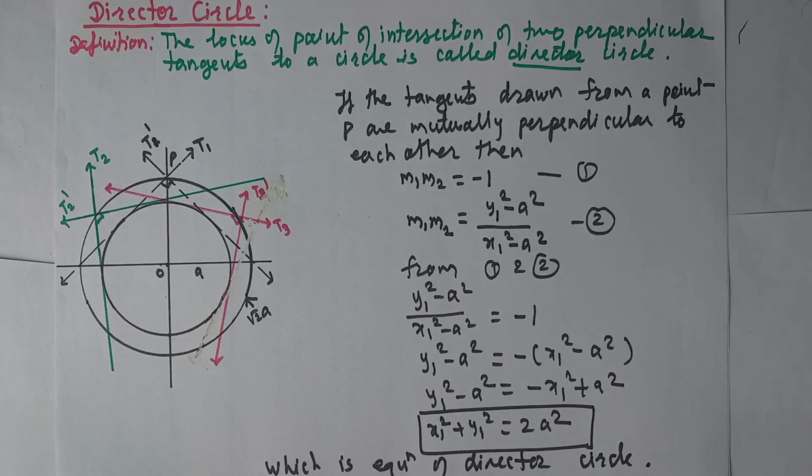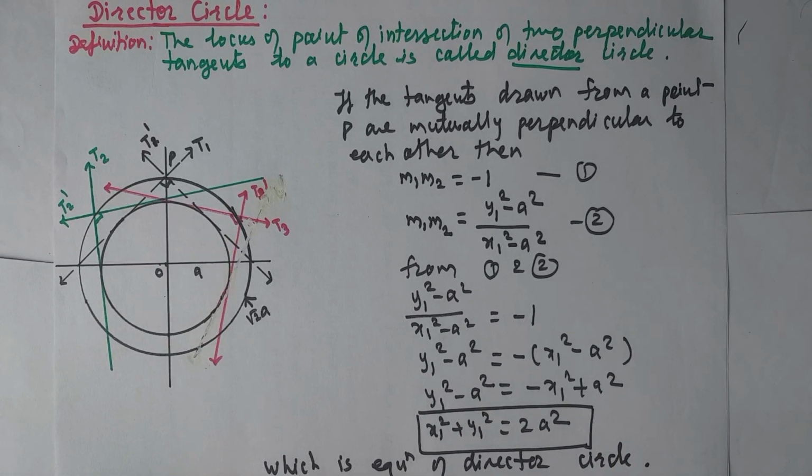Okay students, in this way in today's lecture we have seen the parametric form of a circle, then what is meant by a tangent, the equation of a tangent to the standard circle, then the equation of a tangent in parametric form, the condition of tangency, then tangents from a point to the circle. Also we have seen the director circle.